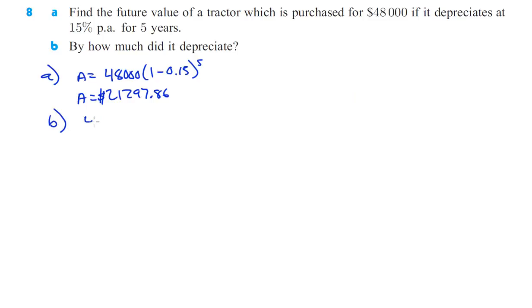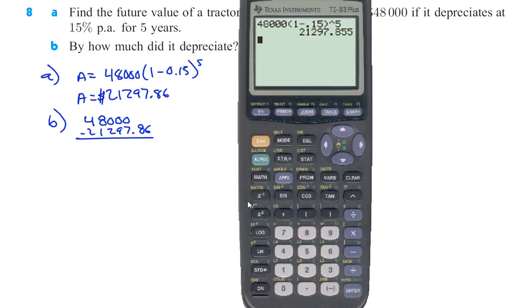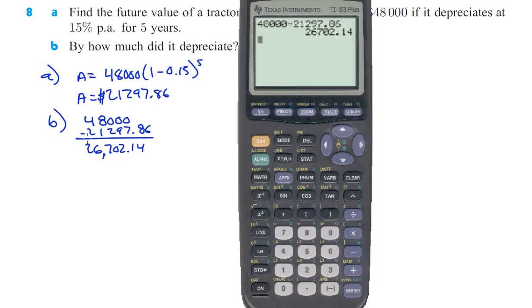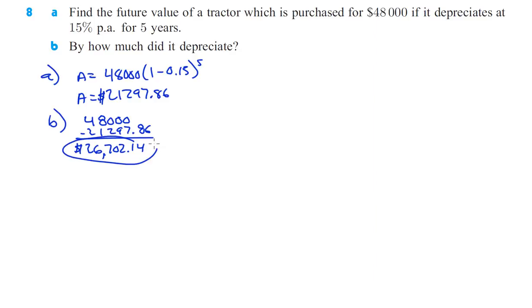By how much did it depreciate? A lot. But let's figure out how much it is officially. 48,000 minus 21,297.86, and we get that it depreciated by $26,702.14. Right? That's a lot of depreciation.